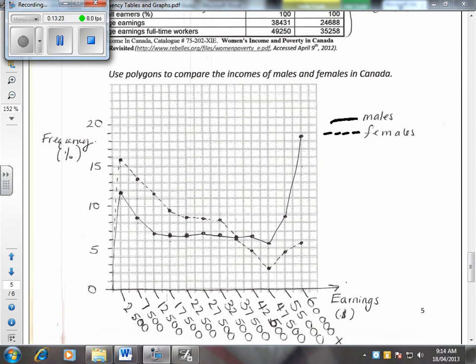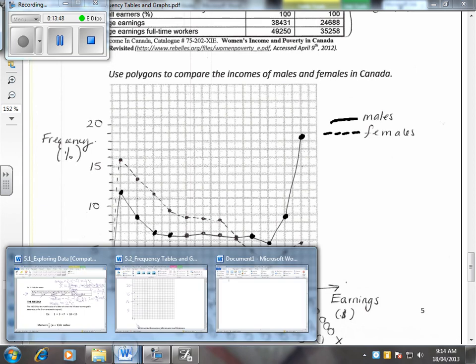And so you can see that there are fewer men in each of the lower categories, but significantly more men than women in the higher categories. And if your polygon does not look like this, go back to the data and try drawing it again.